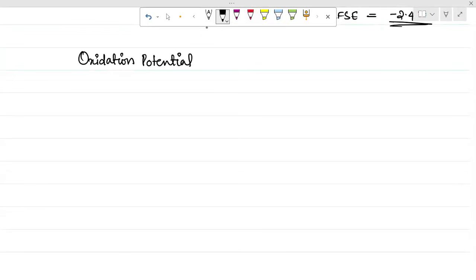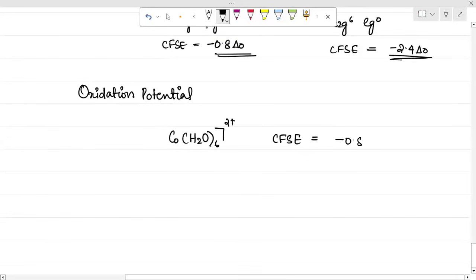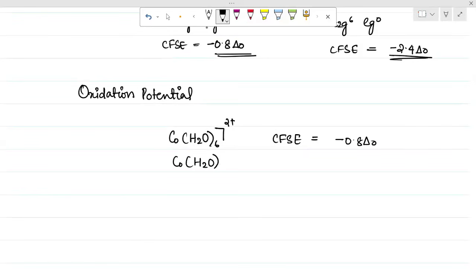Oxidation potential. Let me take the same case. [Co(H2O)6]2+. We found that the CFSE of the system was how much? Minus 0.8 delta O. And the other one was [Co(H2O)6]3+. We found that the CFSE over here is minus 2.4 delta O. Correct. So oxidation potential is the capability of converting this.